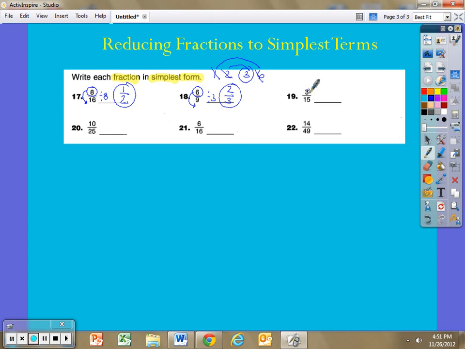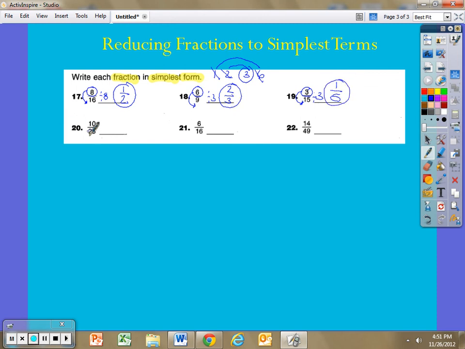3/15. Again, I look at the smaller number, which is 3. Any times 3 give me 15? Yeah, 3 times 5. So I will divide both of these by not 5, but by 3, because 5 will not go into 3. If I divide both by 3, 3 divided by 3 is 1. 15 divided by 3 is 5. That is simplest terms. I am done.